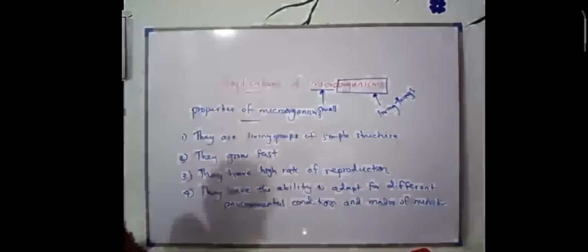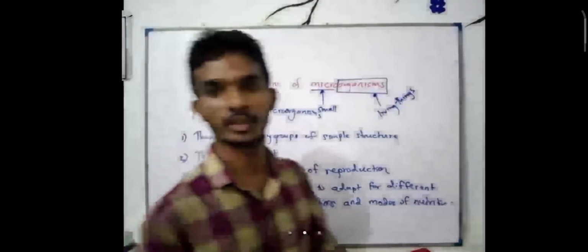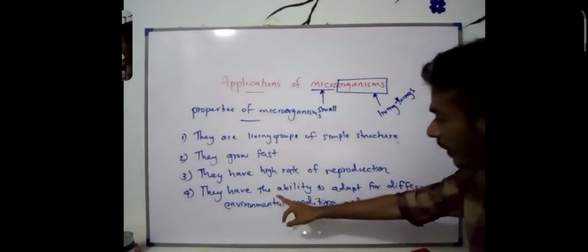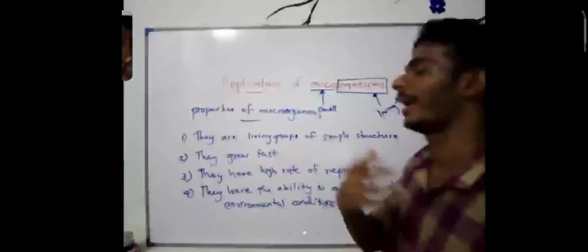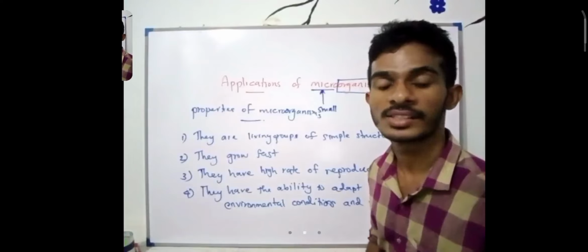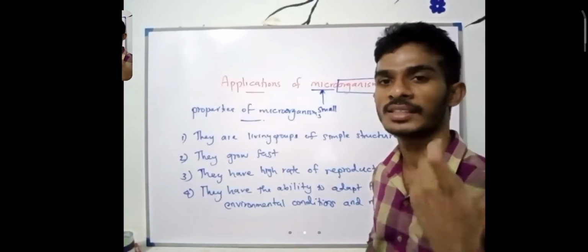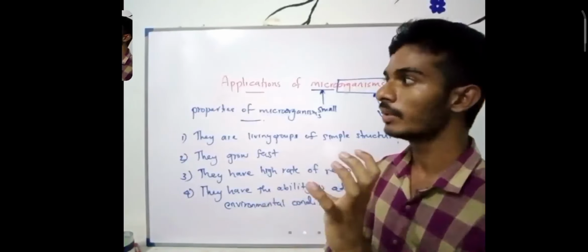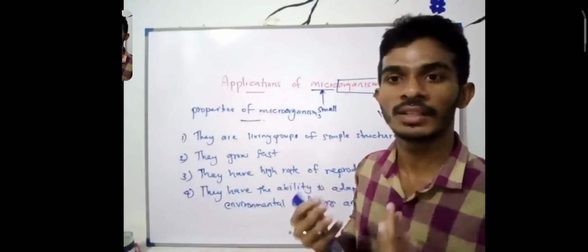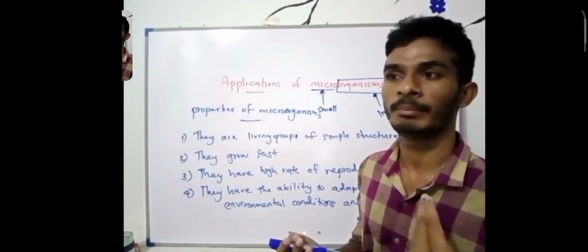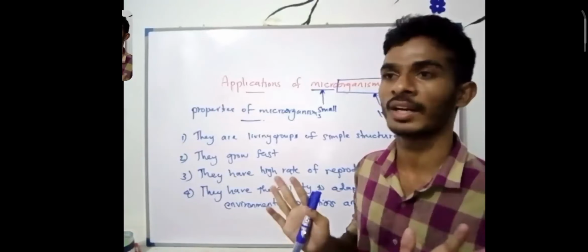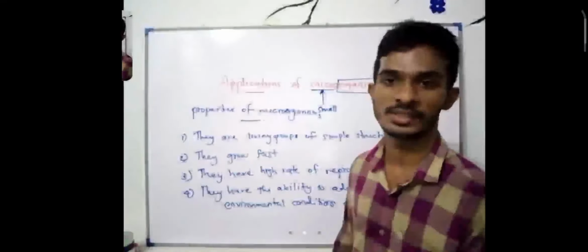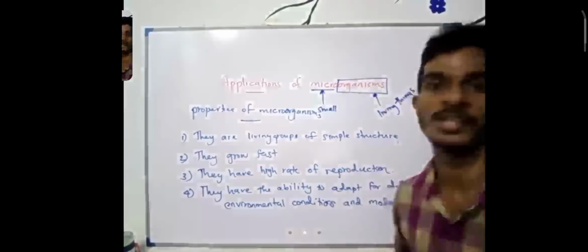Can you see the bottom part of the whiteboard? Yes. Okay. Now this is another property of microorganisms. They have the ability to adapt to different environmental conditions. They can even survive in extreme conditions. What do I mean by extreme conditions? Some strange conditions, even hot temperature. Can we survive in hot temperature? Even if the temperature is more than 26, we say it's very hot. We can't live. But these organisms can live in extreme conditions as well.